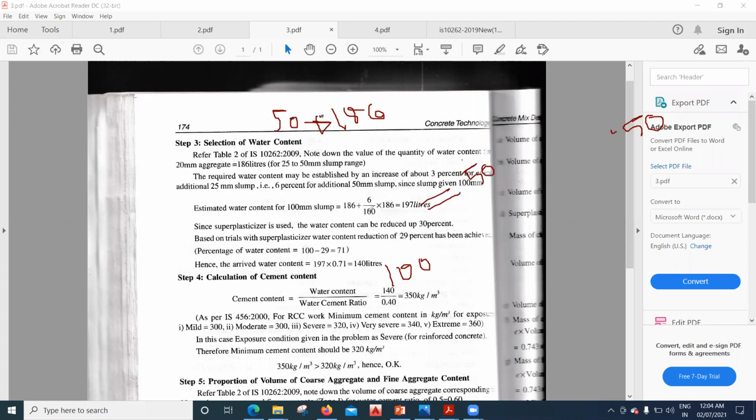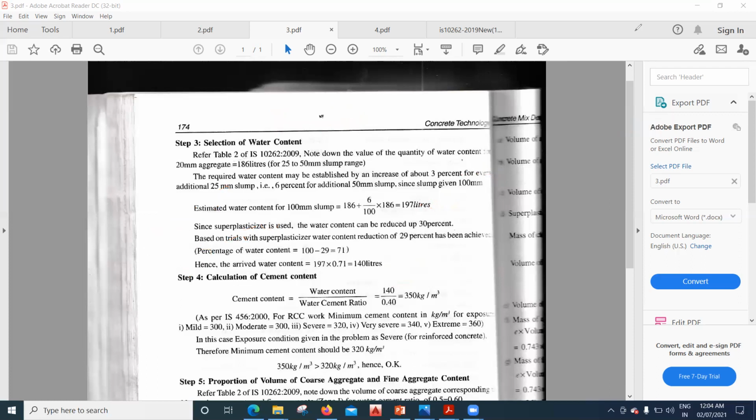And what the code is saying, concentrate: for every 25 mm jump, not 50, you have to put a correction factor of 3%. We are jumping by 50 mm. For 25 mm, if it is 3%, then for 50 mm, how much would it be? 3 plus 3, it has to be a 6% jump, right? 6% additional water we need to consider to take care of that correction factor.